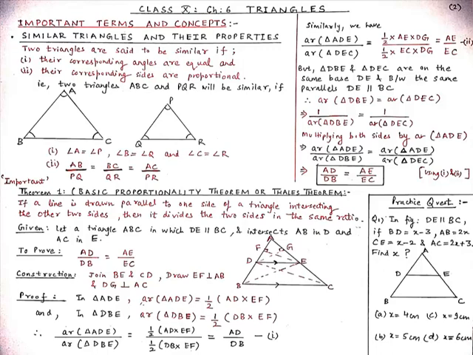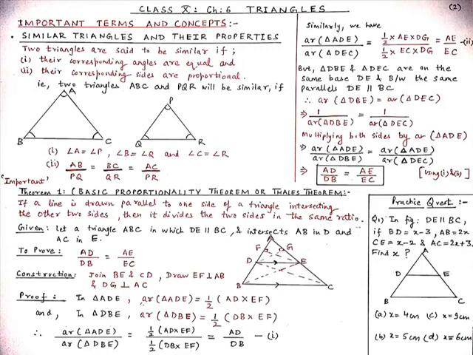Now, as you can see, triangle DBE and triangle DEC both lie on the same base DE and between the same parallels, that is, DE parallel to BC. Therefore, students, if they lie on the same base and between the same parallels, then the area of triangle DBE is equal to the area of triangle DEC. Now when we take reciprocals on both sides, we get 1 upon area of triangle DBE equal to 1 upon area of triangle DEC. Now we multiply both sides by area of triangle ADE. Therefore, we get area of triangle ADE upon area of triangle DBE equal to area of triangle ADE upon area of triangle DEC.